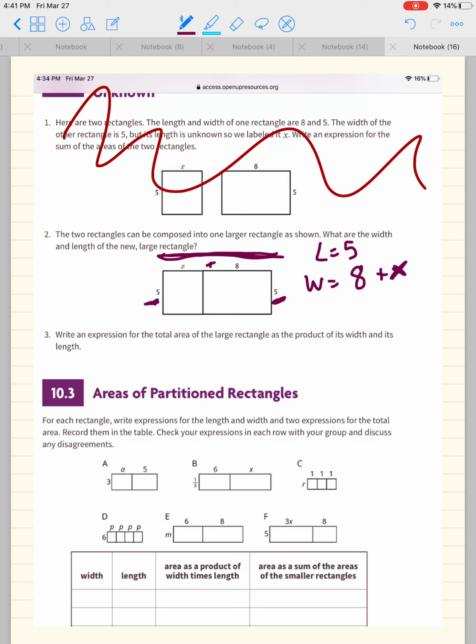Number 3 says, write an expression for the total area of the large rectangle as the product of its width and its length. Okay, as the product, which means multiply, of its length and its width. So remember, area is length times width. So we need to look at what our length is, which is 5.